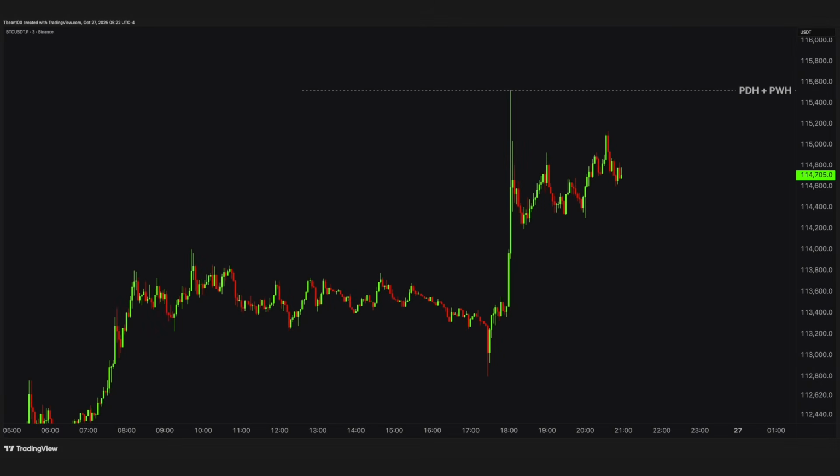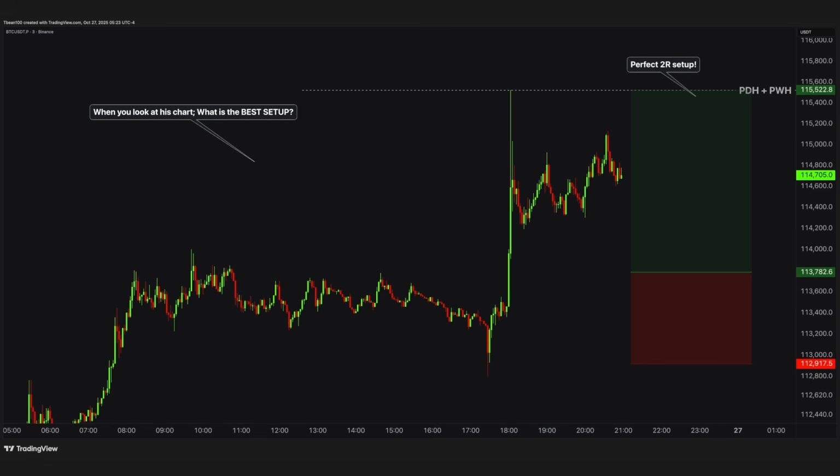Let's talk about how to find the best setups before they actually happen, and how to spot those great price action points where we can take trades confidently. For example, when you look at this chart, what do you think is the best setup? What is the first thing that catches your eye here? For me, when I take a step back and look at this chart overall, I would say a 2R setup with a limit order looks like a solid trade idea. This would be the setup I would personally consider taking.